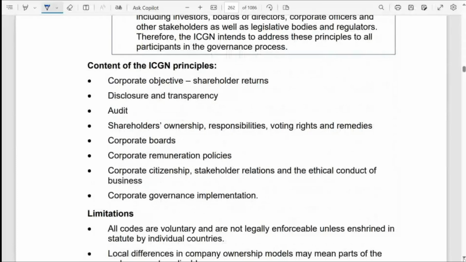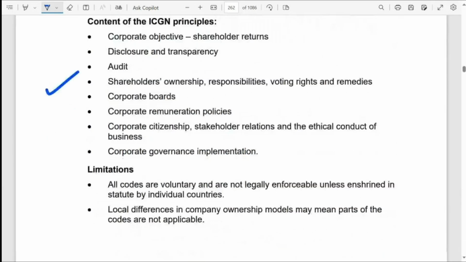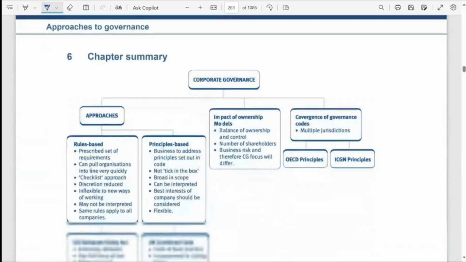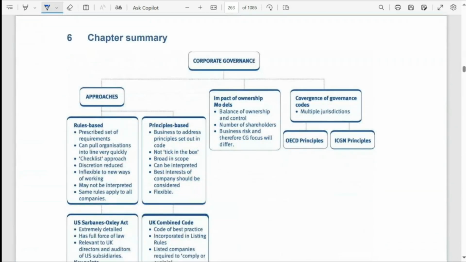The content of the ICGN principles and their limitations. This is the chapter summary. Corporate governance approaches: rule-based and principle-based. Actually, these are the key areas of the chapter, along with the impact of ownership on governance.